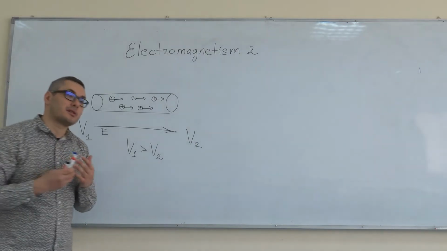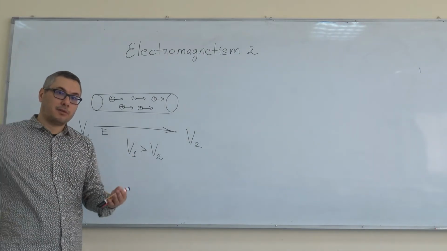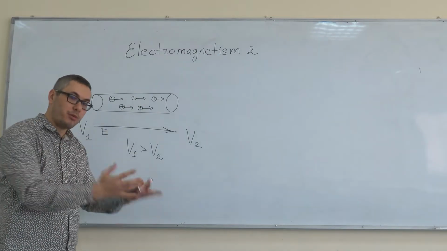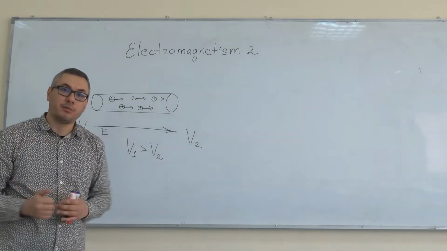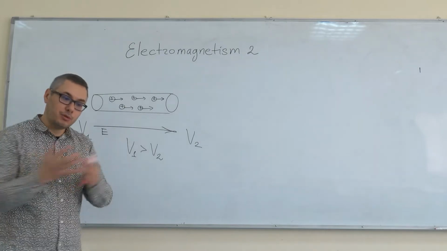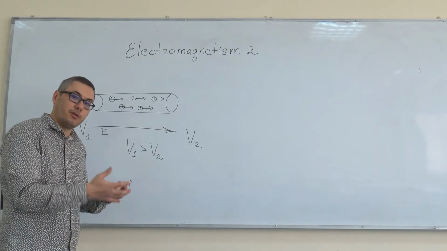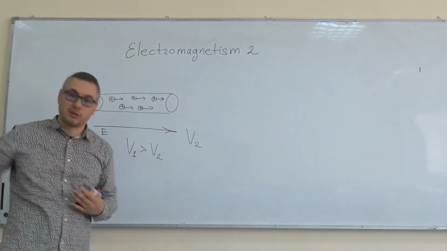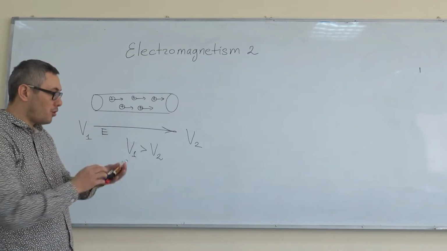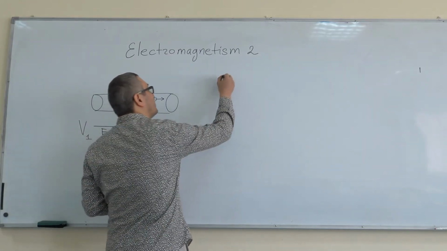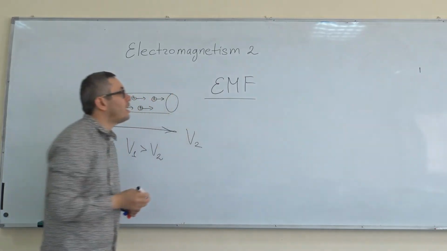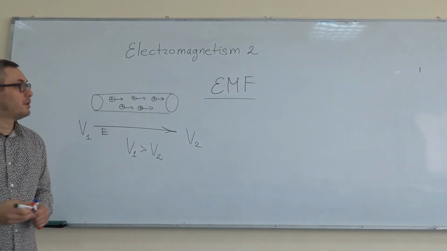However, then the question is, well, if the current naturally flows from a higher potential to a lower potential, just like the water, then how do we bring the water back to the higher point? How do we get this water from the valley to the hill? How do we get this electric current from a lower potential back to the higher potential so that it can flow down back? And to do that, we need the so-called electromotive force. EMF is an abbreviation and it stands for electromotive force.